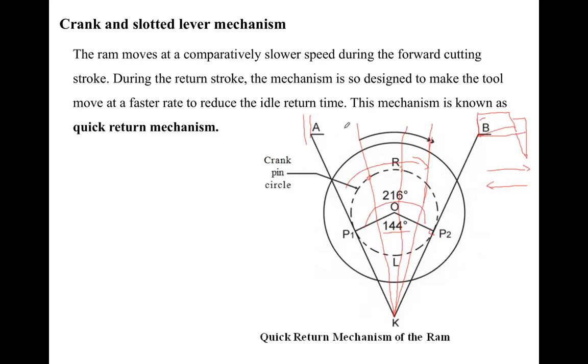So whatever the speed it is moving in the forward direction, in the return direction it has to cover the same distance in only 144 degrees. That's why it's moving faster. So this is the forward stroke, whatever you're seeing in the up, and whatever you're seeing down, from here to here, whatever is coming back, is considered the idle stroke. So return stroke is always the idle stroke.